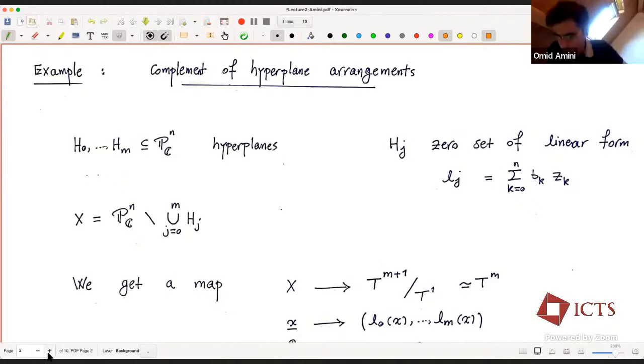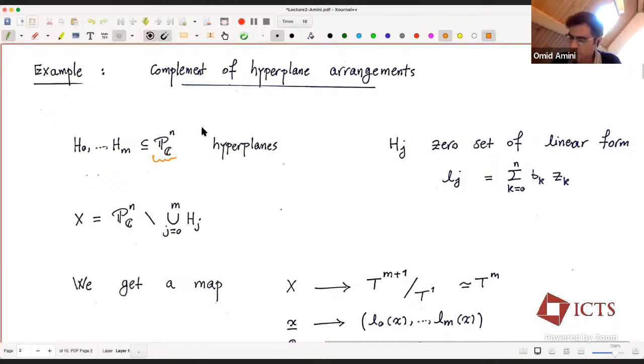And this is somehow important because this is the basic example of a tropicalization which remembers somehow the essence of the algebraic variety itself. So it is somehow the best kind of tropicalization you can expect. And this concerns the complement of hyperplane arrangements. What is a hyperplane arrangement? So here we are working in the projective space Pn. Let's say we are working over the field, the base field, the field of complex numbers.